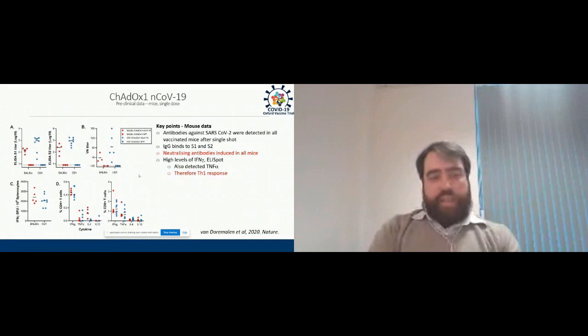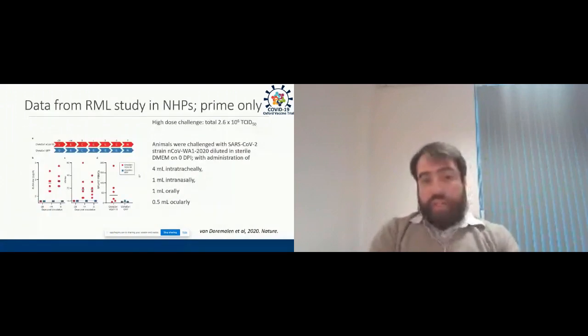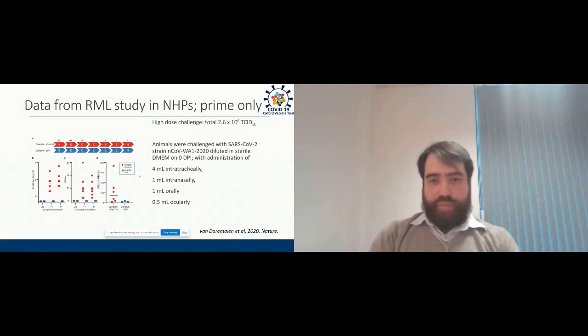With collaborators at NIH in the US, we ran a challenge non-human primate study where the monkeys were vaccinated with a single dose of the vaccine and then challenged with a high dose of SARS-CoV-2. Important to say there's a huge variation across different challenge models in non-human primates, with different groups using different doses and different routes for challenge administration as well. But what we could see was essentially that the same findings were being replicated. The vaccine was again able to induce binding antibodies, neutralizing antibodies, and T-cell responses even after one dose.